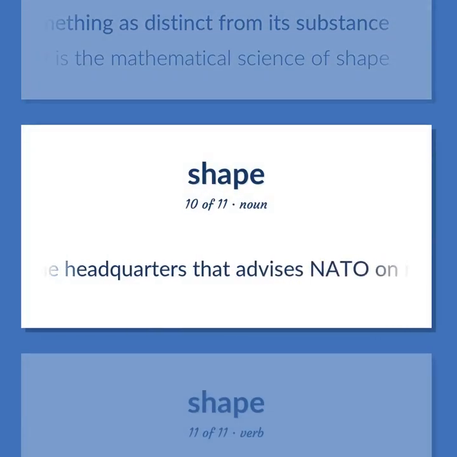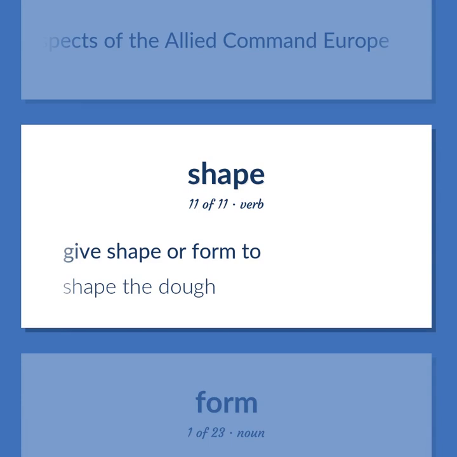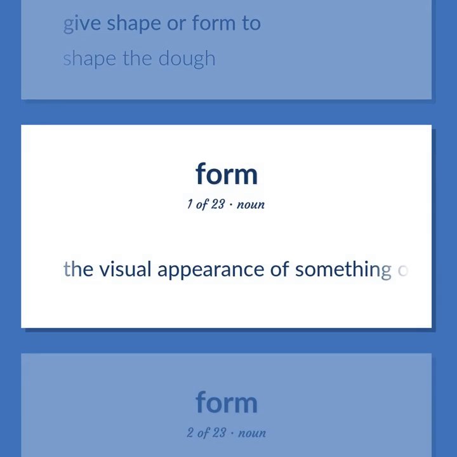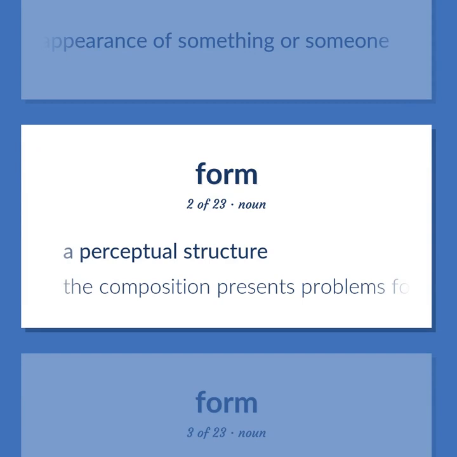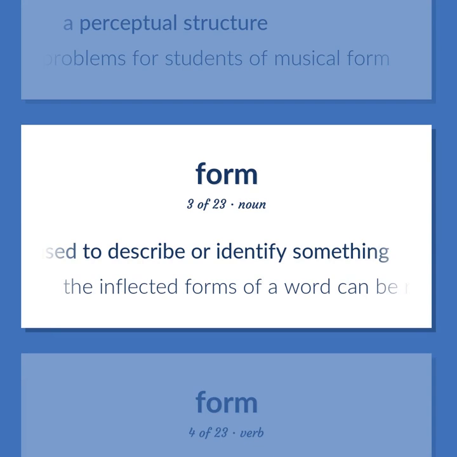The supreme headquarters that advises NATO on military matters and oversees all aspects of the Allied Command Europe. Give shape or form to. Shape the dough. The visual appearance of something or someone. A perceptual structure. The composition presents problems for students of musical form. The phonological or orthographic sound or appearance of a word that can be used to describe or identify something. The inflected forms of a word can be represented by a stem in a list of inflections to be attached.